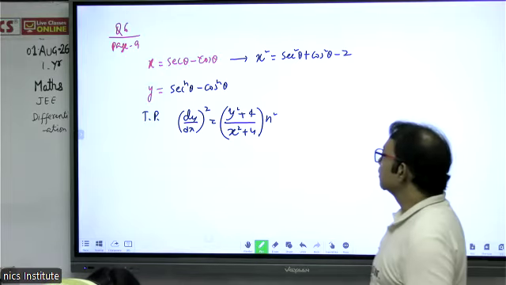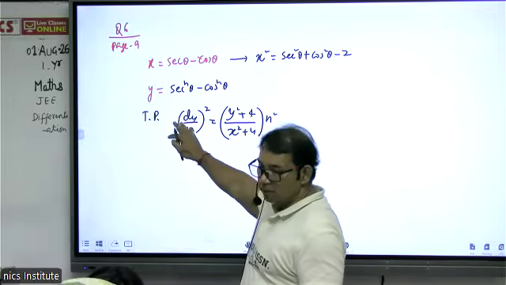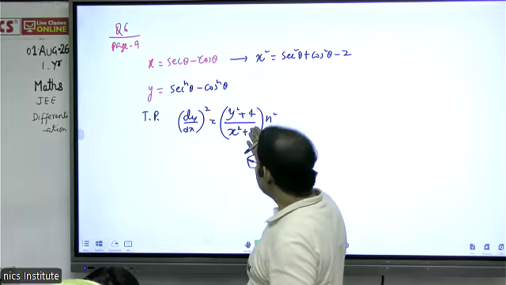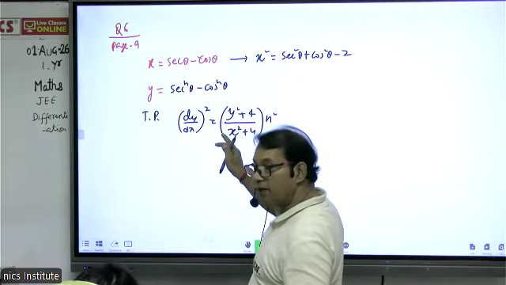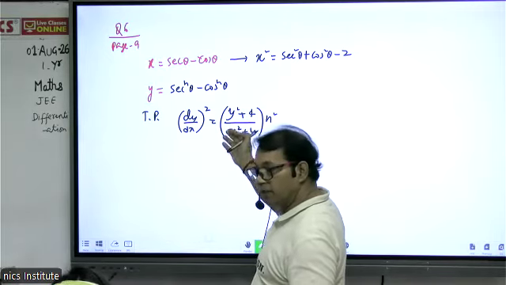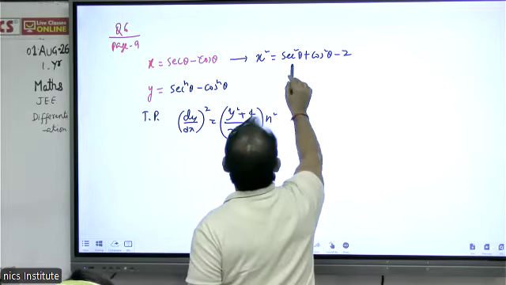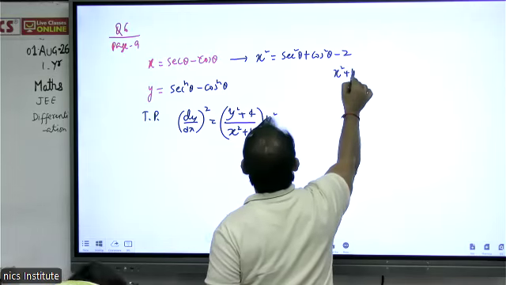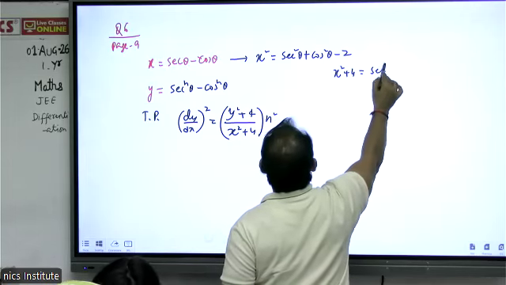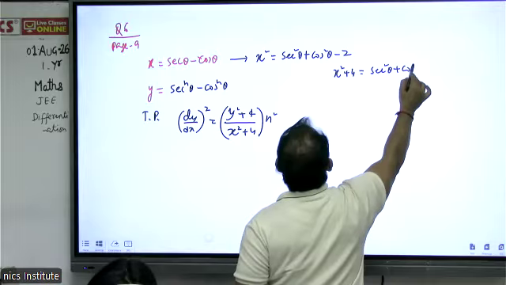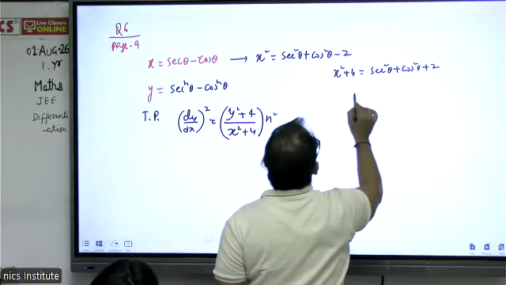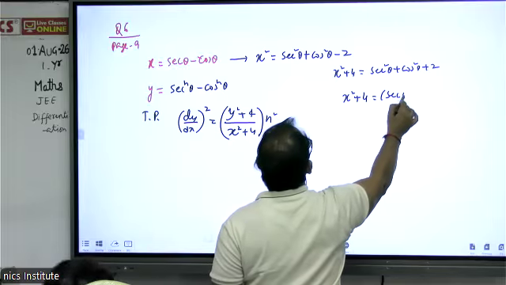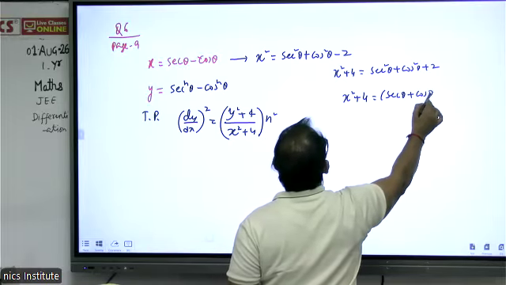No, because if I find dy by dx, my answer would be in terms of theta, not x and y. Whereas the right side in terms of x and y, so I am writing the right side in terms of theta. So sec theta cos theta cuts. If I add both the sides, 4, then this is sec square theta plus cos square theta plus 2. That means x square plus 4 is sec theta plus cos theta the whole square. Is it fine?